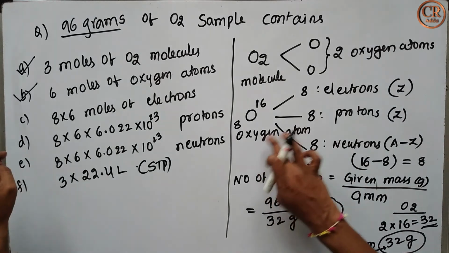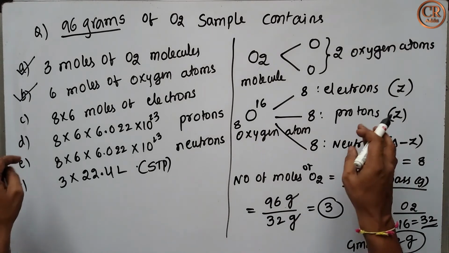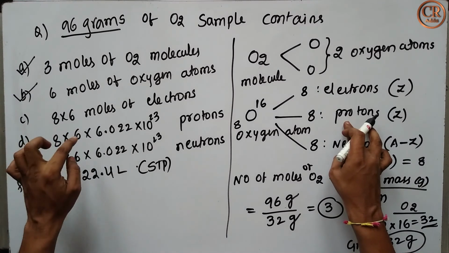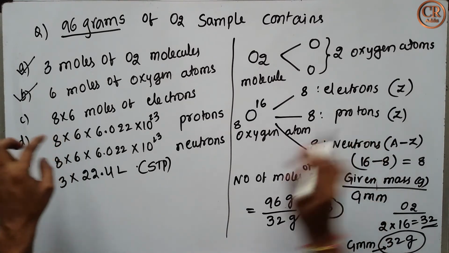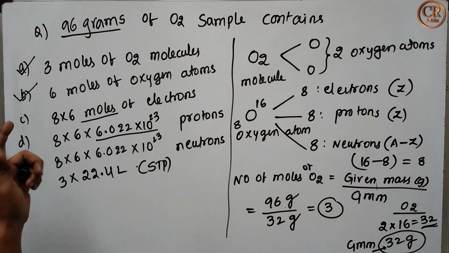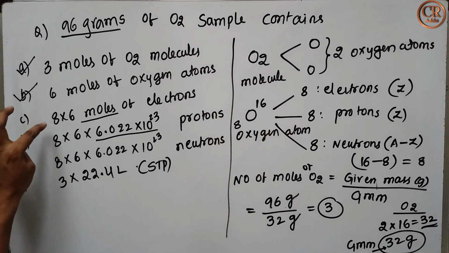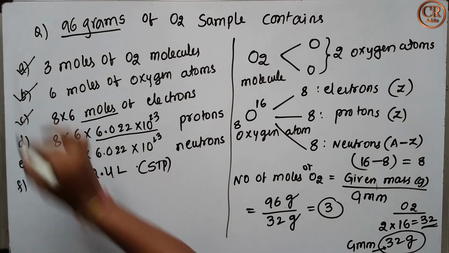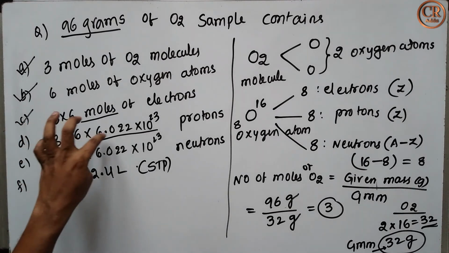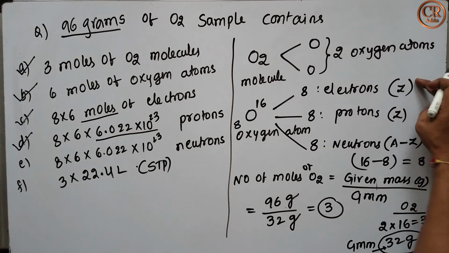Then each oxygen atom has 8 protons. So how many moles of oxygen atoms are there? 6 moles of oxygen atoms. 1 mole of anything has 6.022 into 10 power 23 particles. In place of moles, I substituted number of particles here. So how many electrons are there? 8 into 6 moles. This is correct. If I convert moles into number of particles, it becomes 8 into 6 into Avogadro's number of protons. This is also correct, because here the number of electrons is equal to the number of protons.